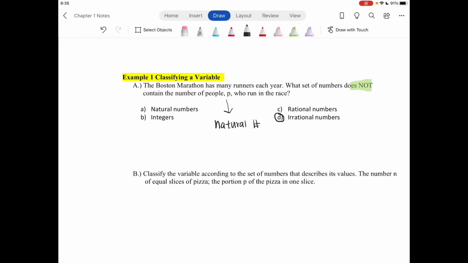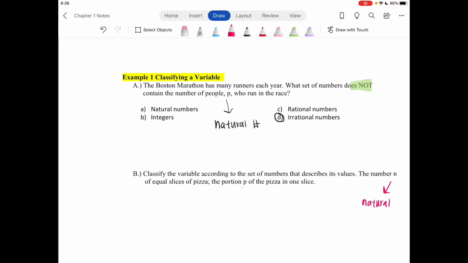Next, we're going to classify the variable according to the set of real numbers that describes its value. The number n of equal slices of pizza and the portion p of pizza in one slice. Let's look at our first variable, which is the number n of equal slices of pizza. When we go to count slices of pizza, we have to have at least one if there's any pizza left. So that means n is going to be considered a natural number.